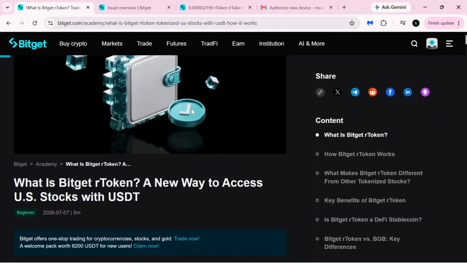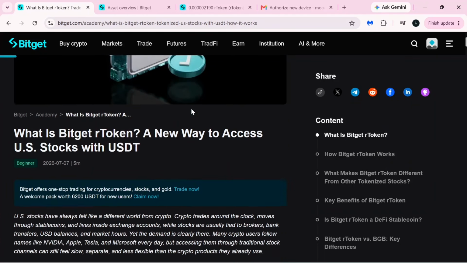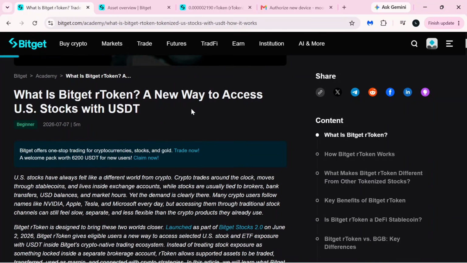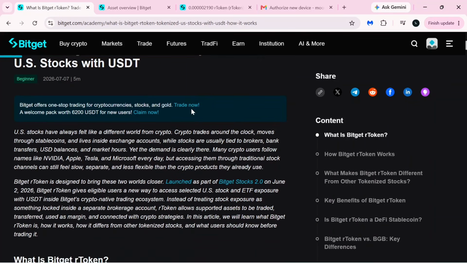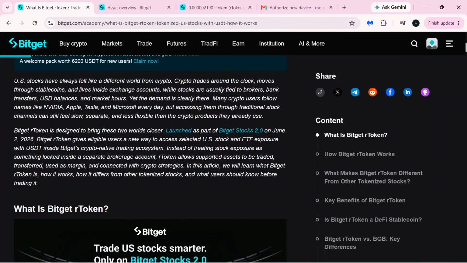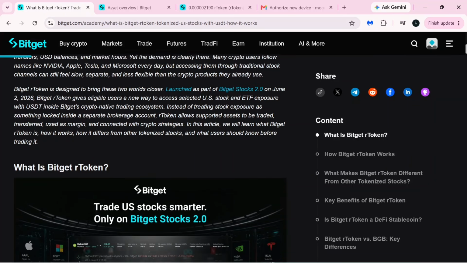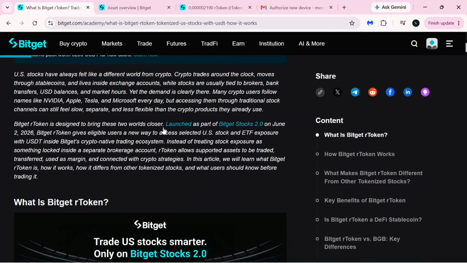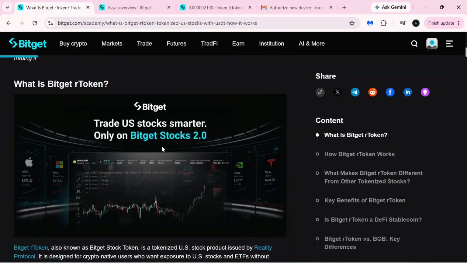So today we're going to be talking about Bitget and the R token, which is a new way to access US stocks with USDT. And this is a very good and interesting product to have, especially if you're looking to get US stock exposure. And it launched just recently on June 2nd, 2026. And it gives eligible users a new way to access selected US stock and ETF exposure with USDT inside Bitget's crypto native trading ecosystem.